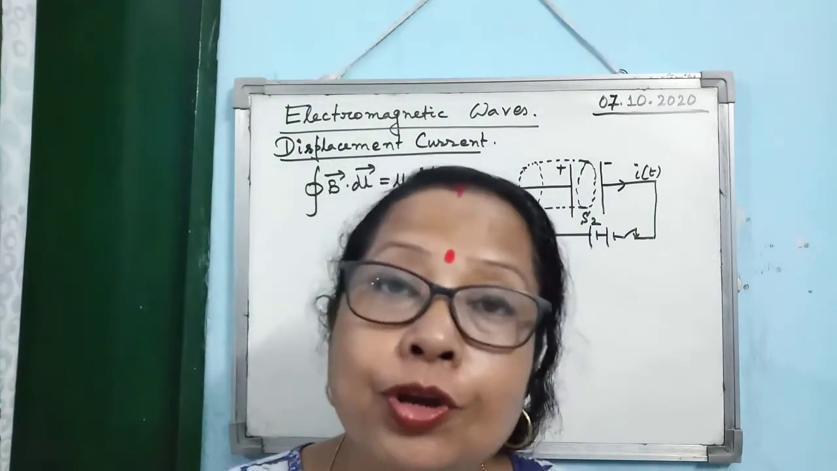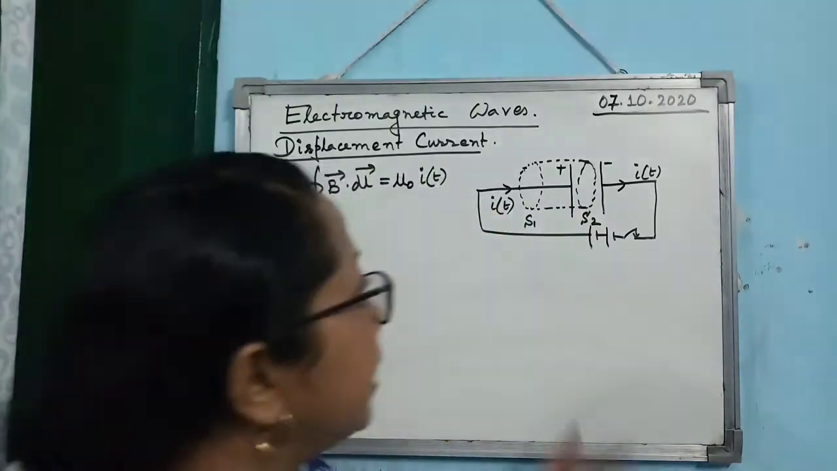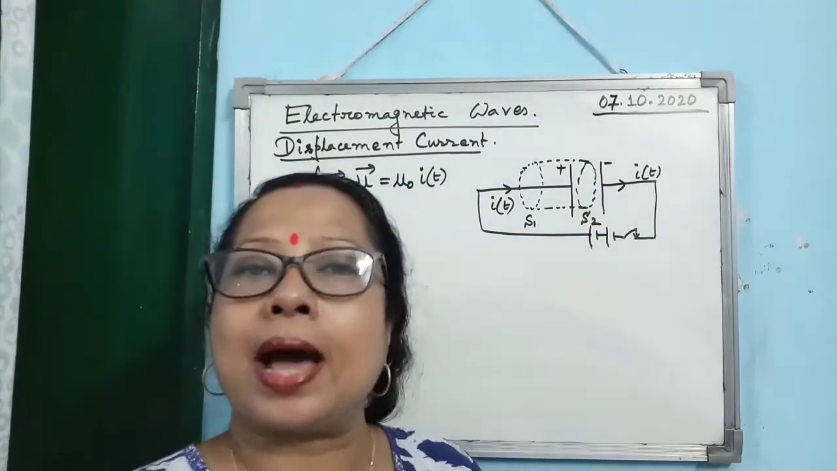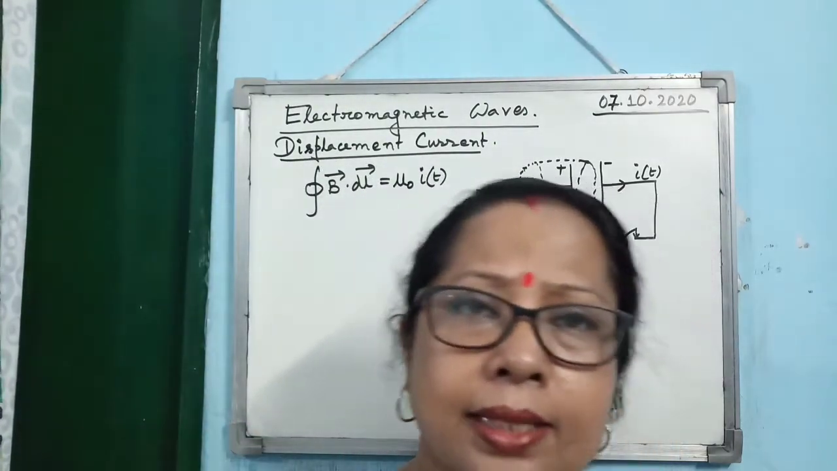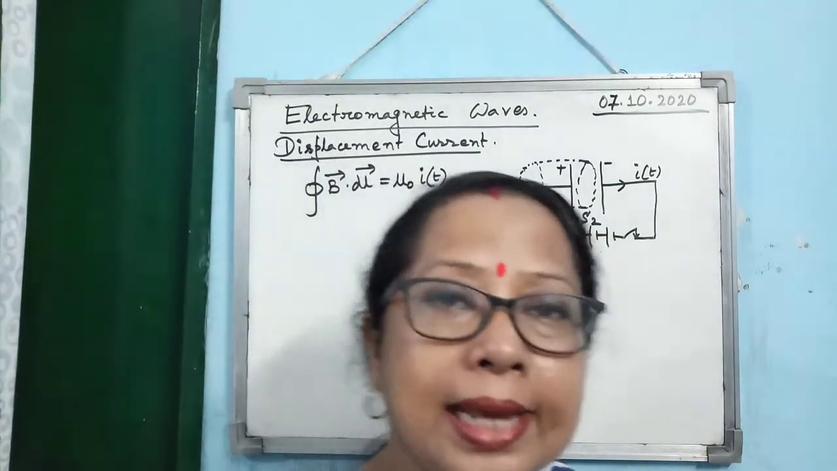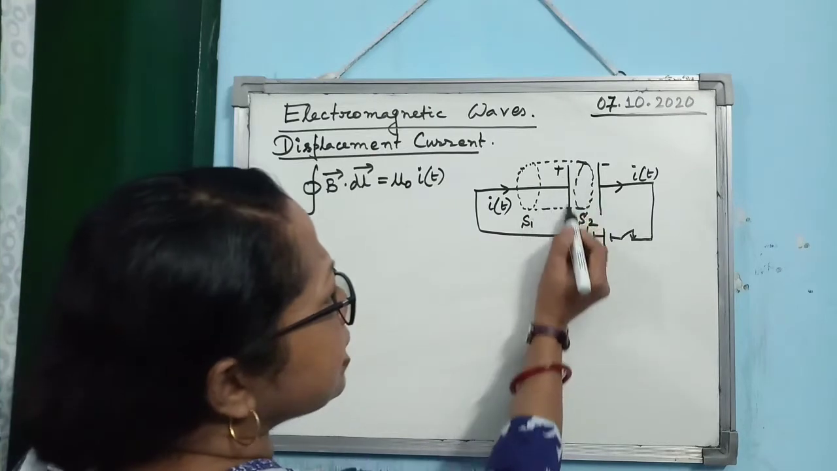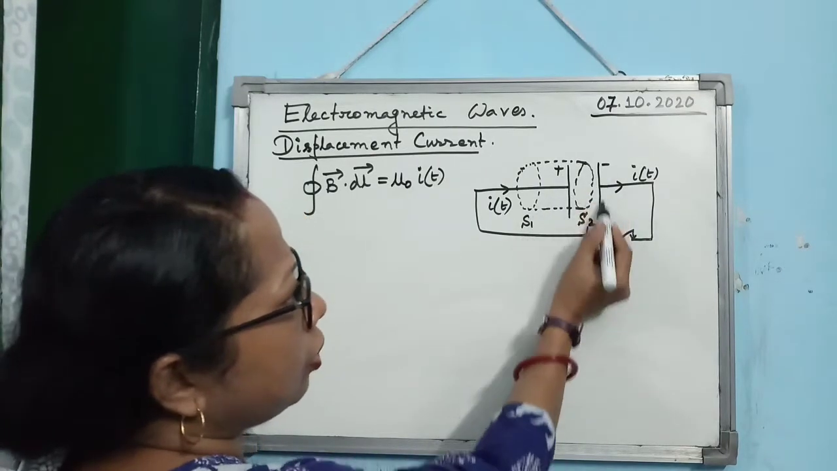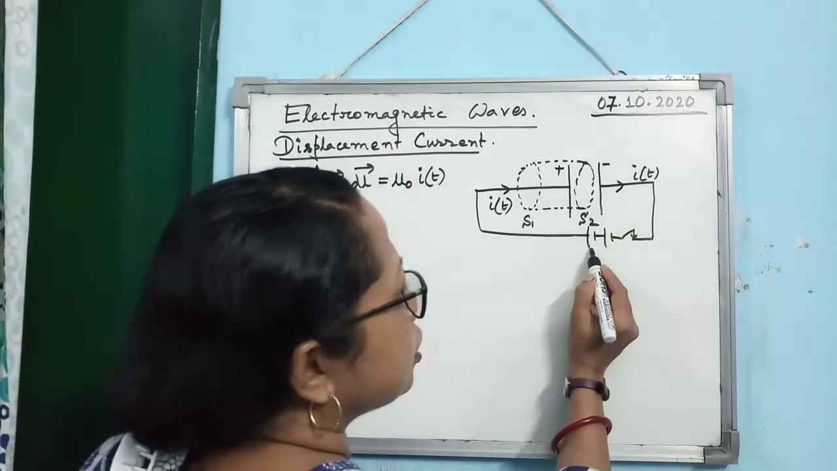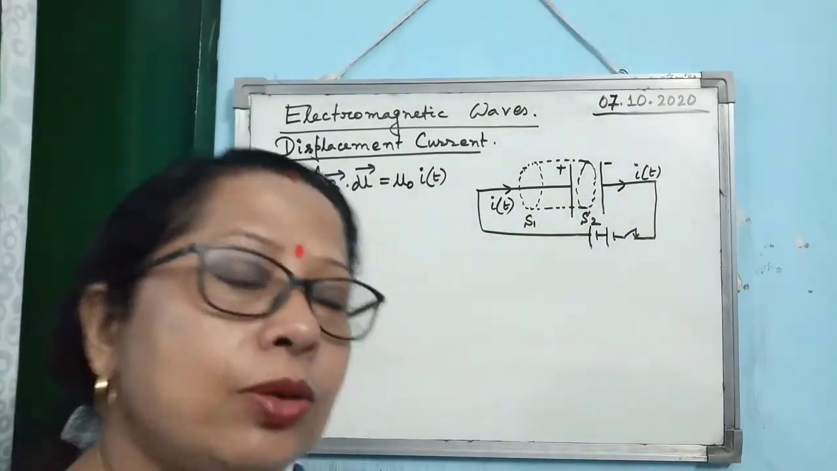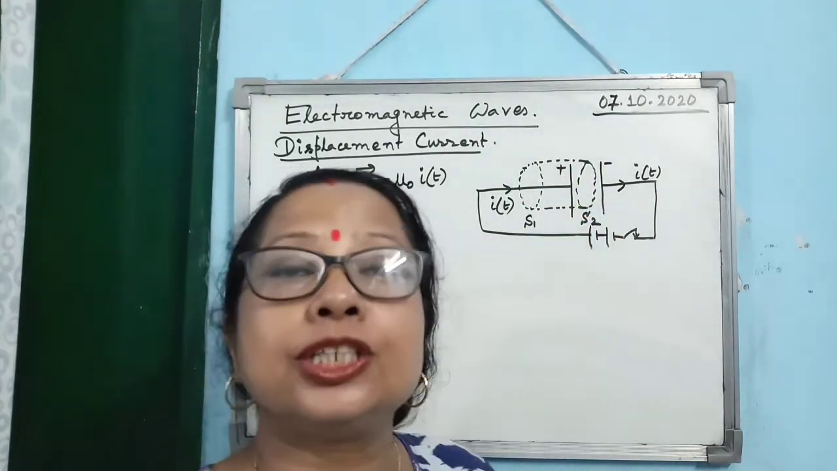Now, Maxwell first applied this Ampere's circuital law in the case of charging of a capacitor. So, let us apply the same, just like Maxwell did. You see these are the two plates of a capacitor which is connected to a battery. Then what will happen? Slowly the capacitor will get charged.